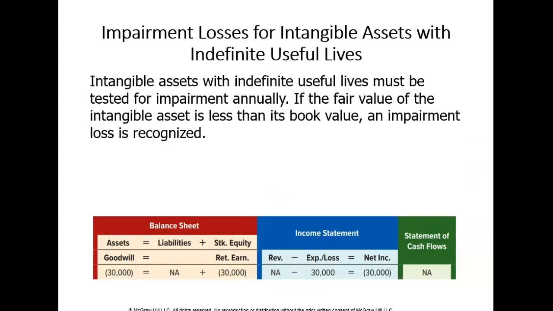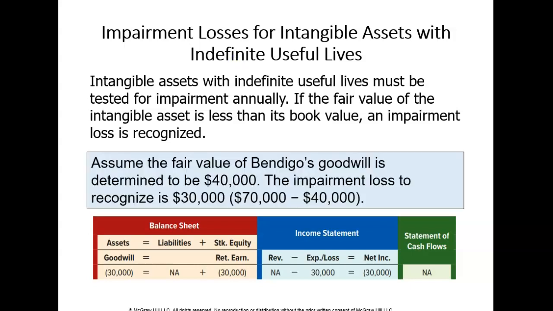Last thing, although an intangible asset may have an indefinite useful life, it can become impaired. Impairment means an asset has suffered a permanent decline in value. For example, what if those goodwill attributes that we discussed earlier are no longer there? The location is no longer favorable. The customer service is not good. Things of that nature. So here, assume that the goodwill has a current fair value of $40,000. Remember, we initially recorded that at $70,000.